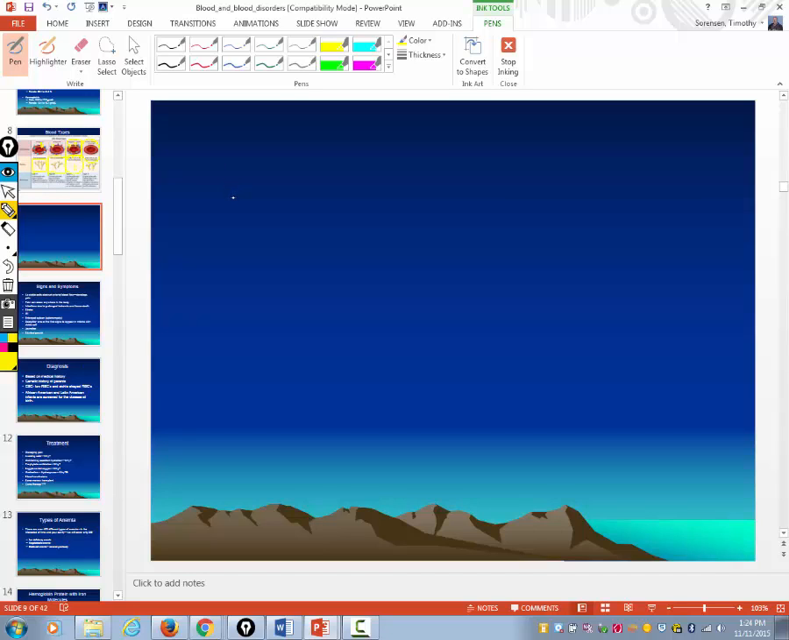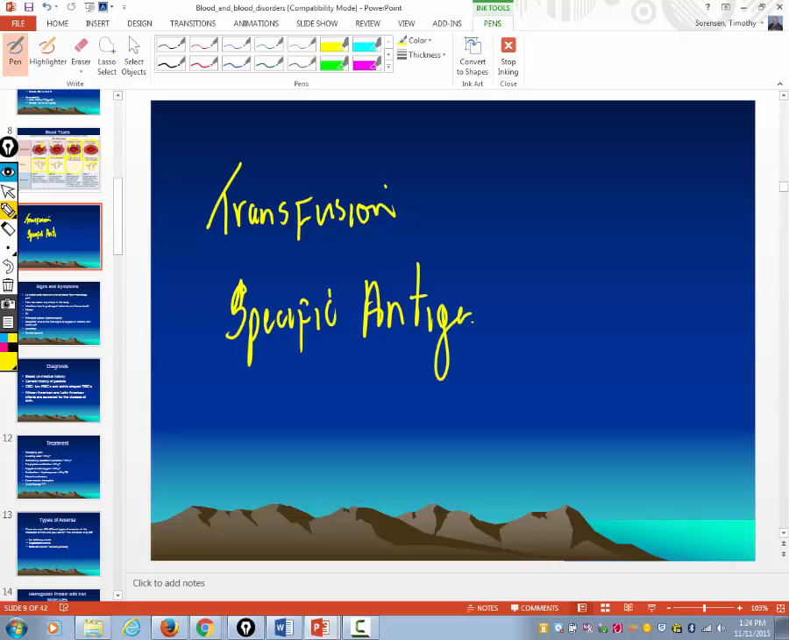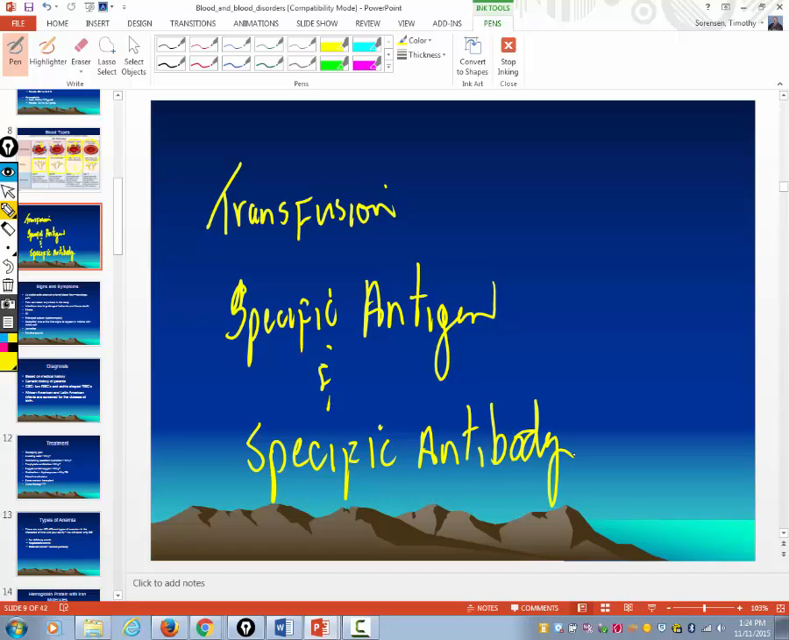All right, so watch. Better write this down. To get a transfusion reaction, which is bad for you, you need a specific antigen and a specific antibody. If either one of these criteria are not met, you cannot get a transfusion reaction. Tell me you got that.